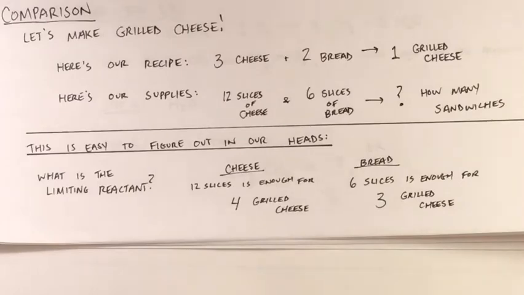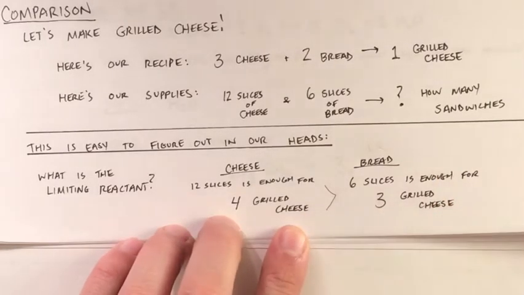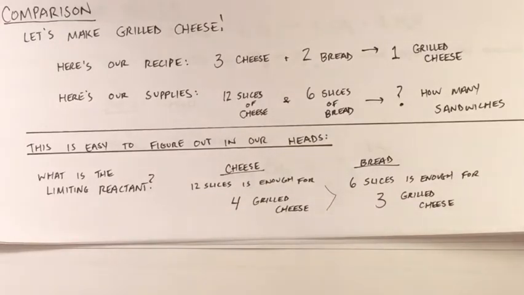If we have 12 slices of cheese, that's enough slices of cheese to make 4 sandwiches for us. And if we have 6 slices of bread, it's enough to make 3 sandwiches. When we consider both of these reactants in the equation together, we're going to run out of one before we run out of the other. We can see really easily that our bread here is going to limit the amount of sandwiches we can make. We only have enough bread to make 3 sandwiches.